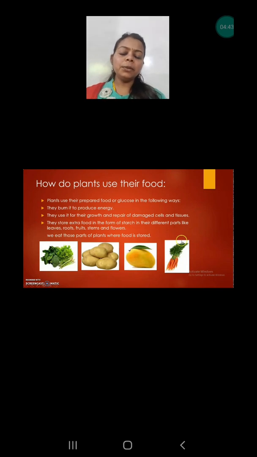So in the other body parts of the plant, the food can be stored, which we use as vegetables, as seeds, or sometimes as fruit.